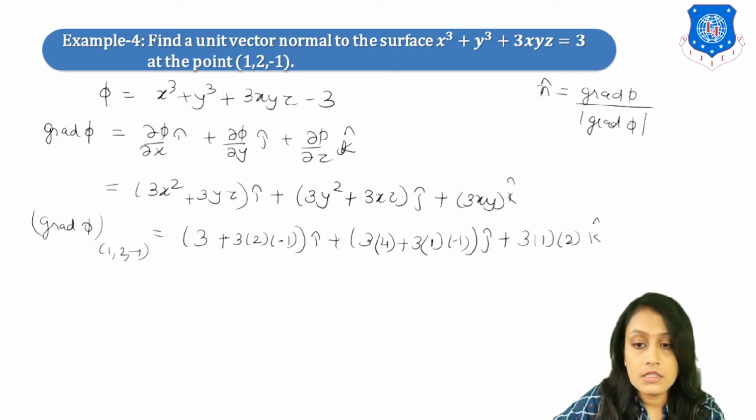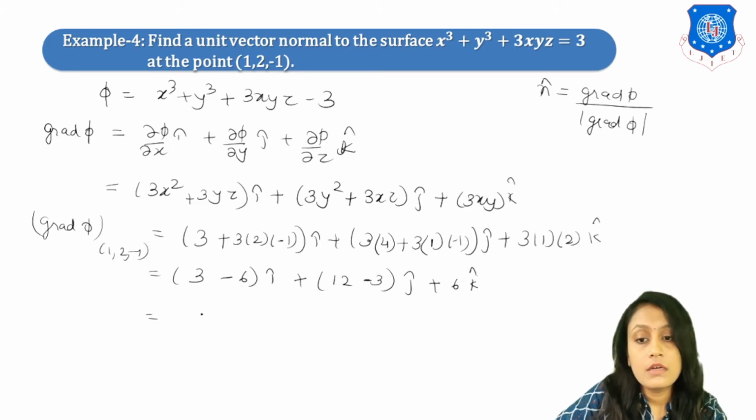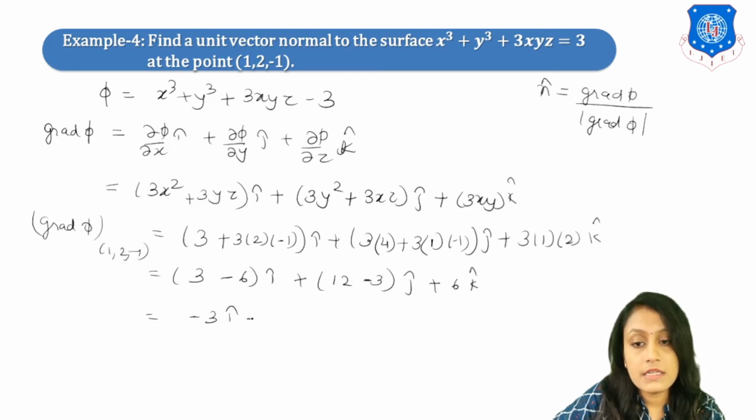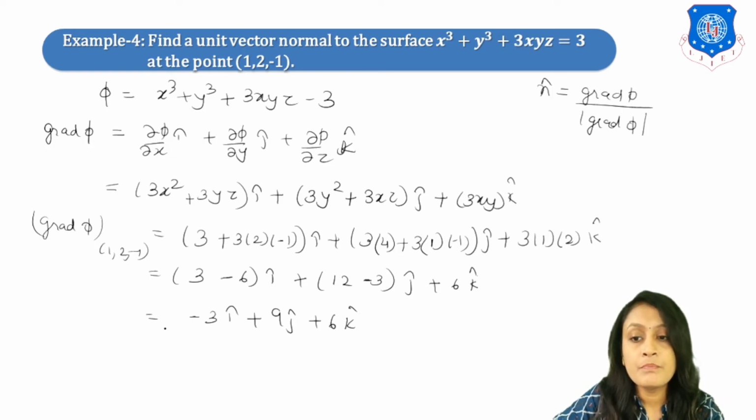This is your substitution. Now just simplify this, so 3 minus 6 i cap, plus here 12 minus 3 j, plus 6k. Now simplify this, so minus 3i plus 9j and 6k. So this is your gradient at this particular point.